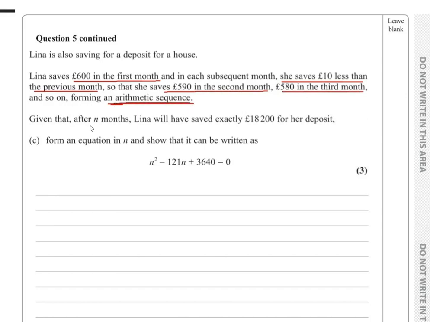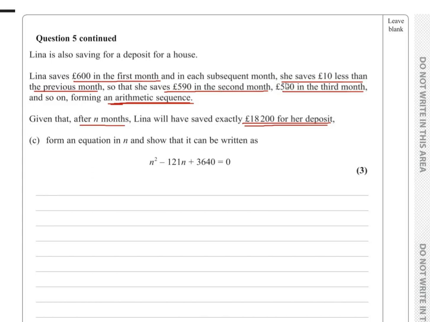Given that after n months Nina will have saved exactly 18,200 for her deposit, form an equation in n and show that it can be written as n squared minus 121n plus 3,640 equals 0. By now you might have understood that we have to find the total amount, because this tells us she has saved this much amount after n months.